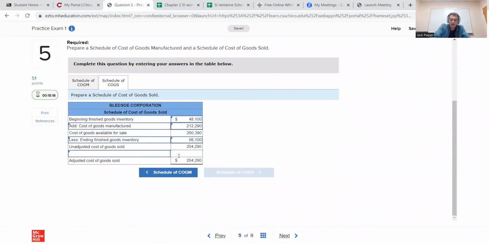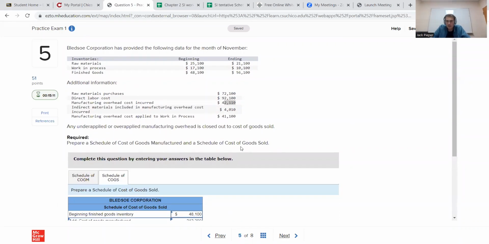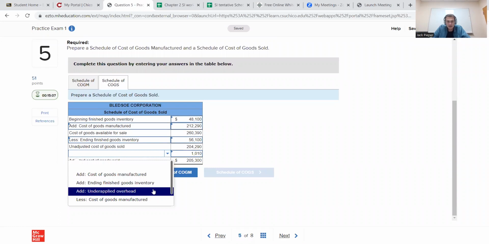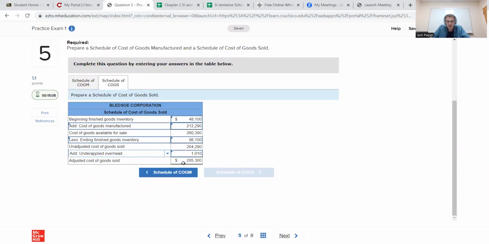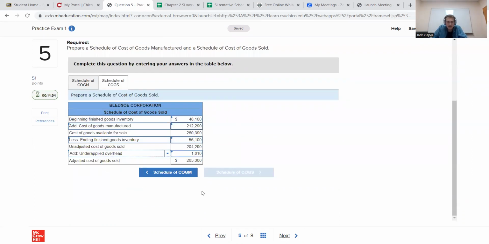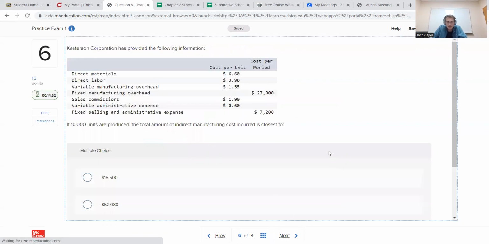And if we under applied it, let me just write this down first. We under applied it by $1,010. We need to add it back in to our cost of goods sold. So we're going to add under applied overhead, and that'll be our adjusted cost of goods sold. So again, the $1,010 of cost that we didn't account for when we applied our overhead gets reconciled to our adjusted cost of goods sold at the end of the month.